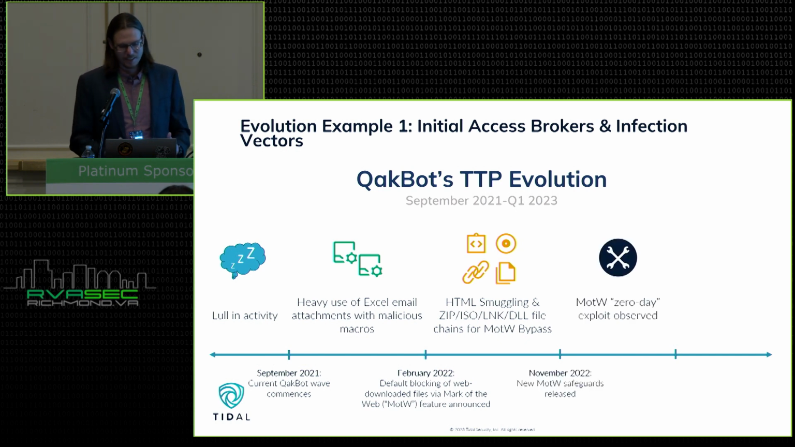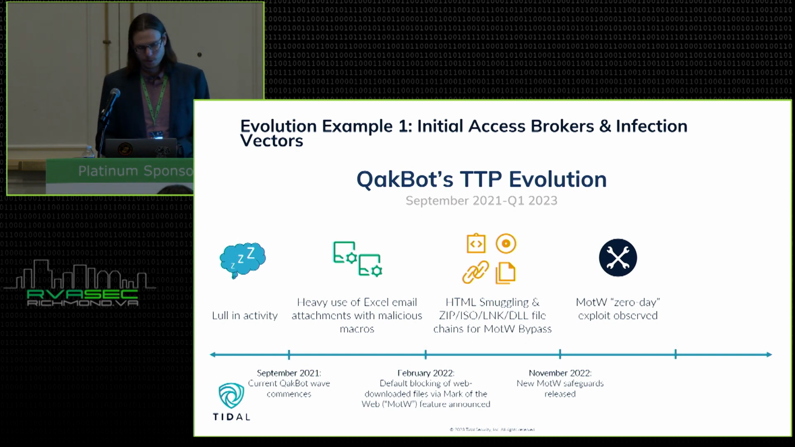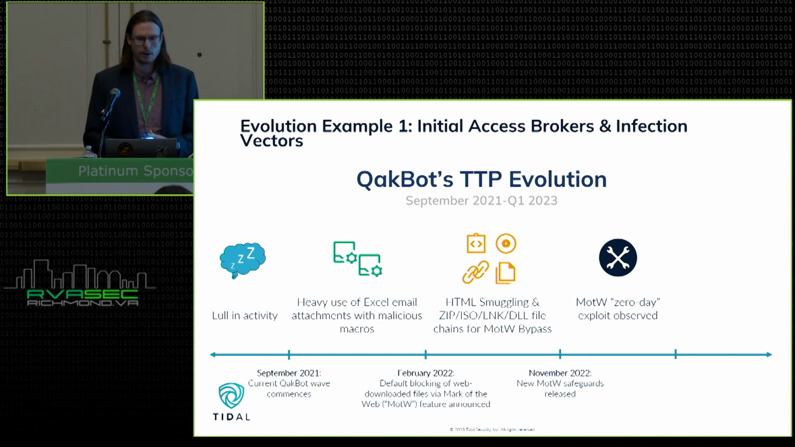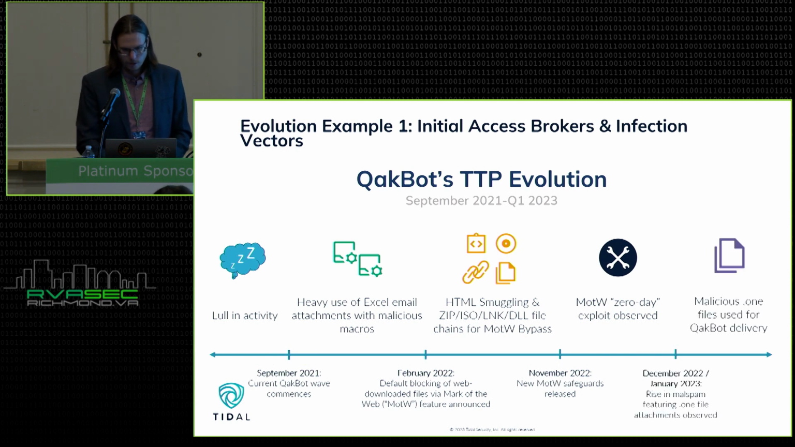So what we saw then, the cat and mouse game continues. In November of 2022, once again, we saw new Mark of the Web safeguards being released by Microsoft, essentially taking a slightly different approach to enhance that capability. Almost immediately, and this was even faster than the previous example I mentioned, some threat actors discovered what is known as a zero-day exploit to entirely work around this Mark of the Web feature. It almost rendered it inoperable in some cases. So what we saw then, on top of that, is some additional file types being used. Probably some folks have heard of this current OneNote campaign.